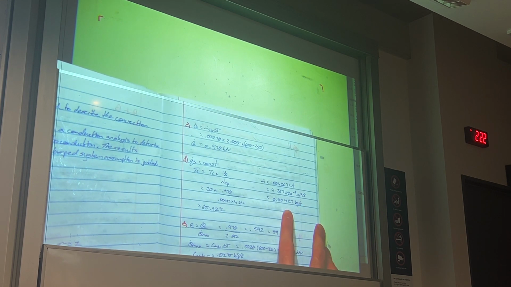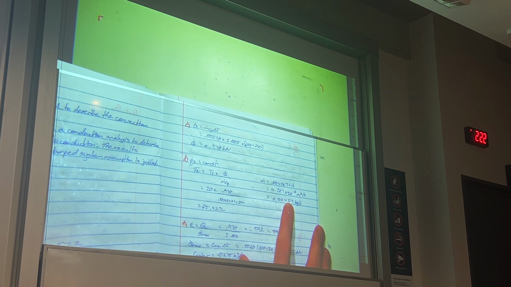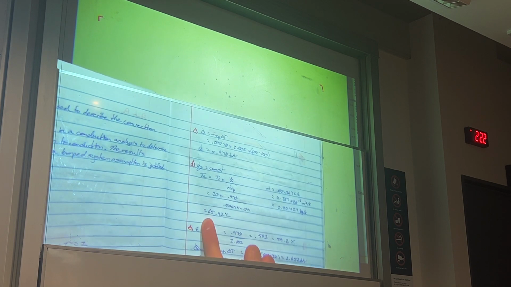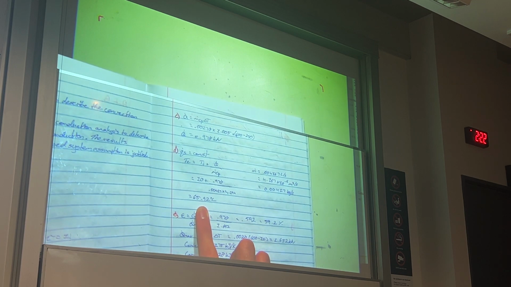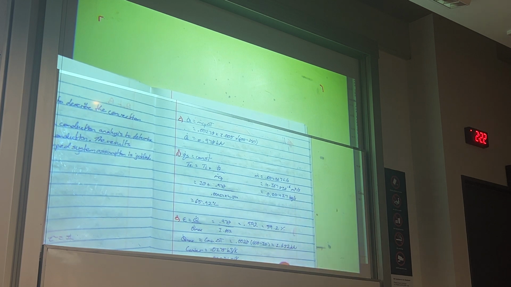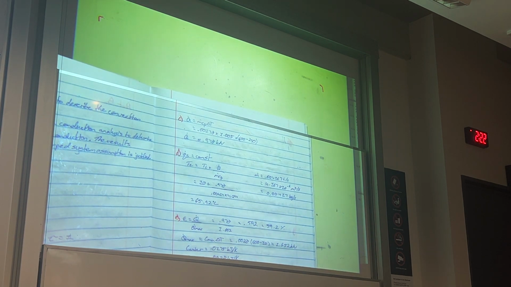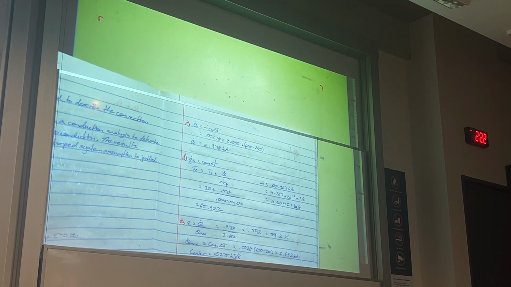I've made an assumption that we have a density of 1,000 kilograms per meter cubed, so we can just jump straight to kilograms per second, and I end up with 65.92 degrees Celsius as my exit. So we want to calculate the effectiveness of the heat exchanger.